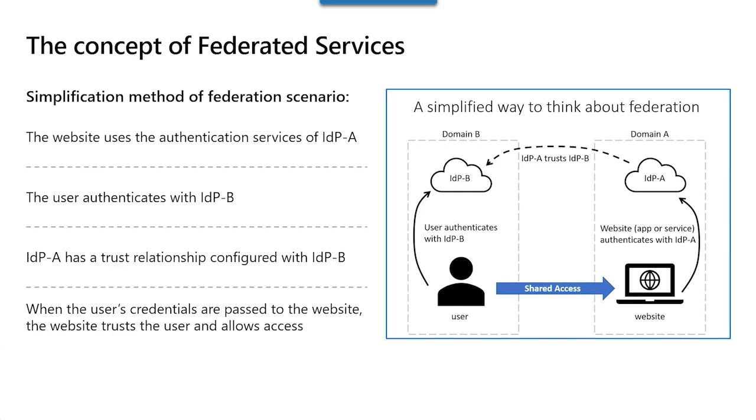So let's look at the graphic that we have here on the screen. We have a website that uses the authentication services of IDPA, but the user is authenticating with IDPB. Even though they are two different services, there is an established trust relationship between IDPA and IDPB. So the credentials that the user logged on with at IDPB are going to be passed to the website, and now they have access. What's really nice about this is that your users don't have to remember all sorts of different passwords.